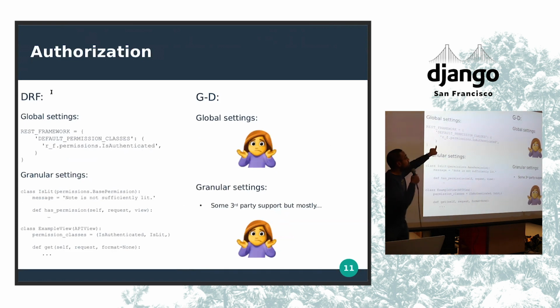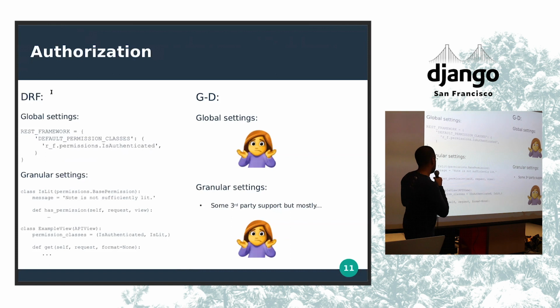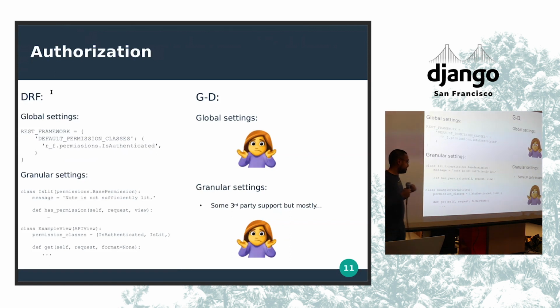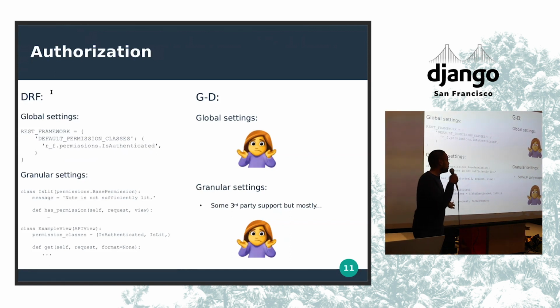Authorization, same deal. REST framework offers a way to apply something globally. Also offers a way to create your own permissions. Is lit permission message, and you can implement what determines whether something is lit or not. And then you can create endpoints that check against that permission.